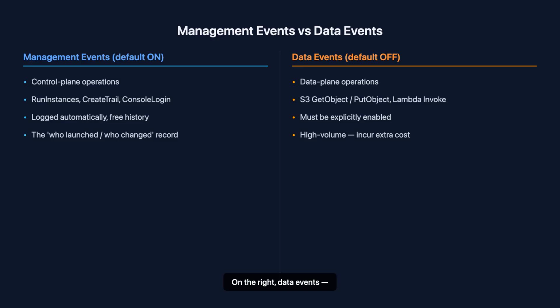On the right, data events. These are data plane operations, like reading or writing an individual S3 object, or invoking a Lambda function. The key thing, data events are off by default. They're extremely high volume, so you have to explicitly enable them, and they cost extra. So if you need to know who read a specific object in a bucket, you must turn data events on first.